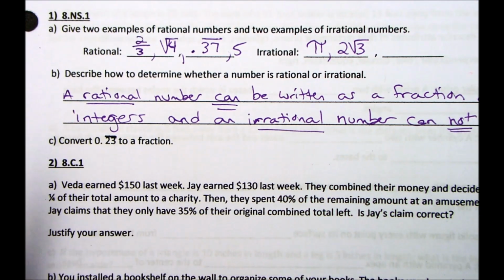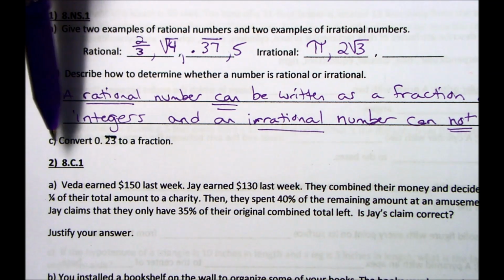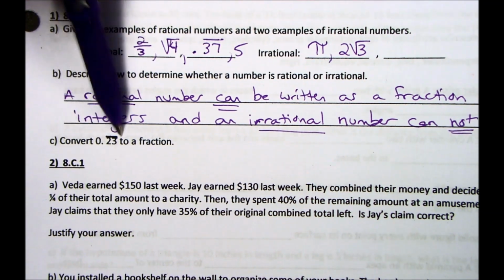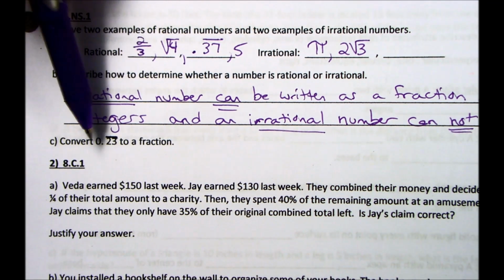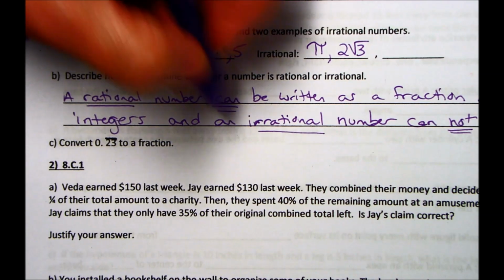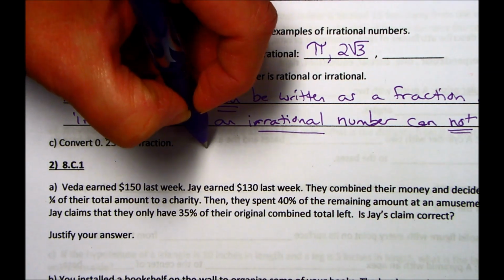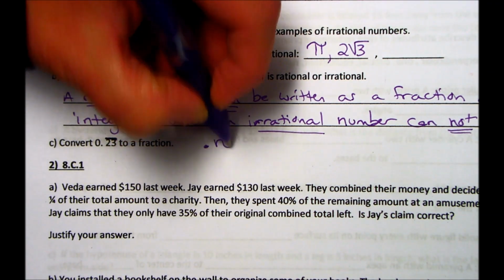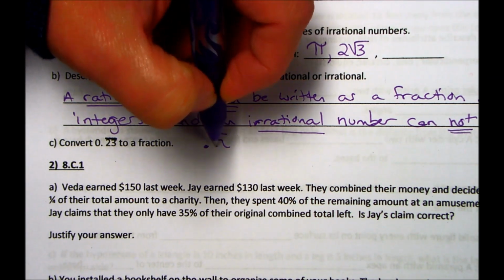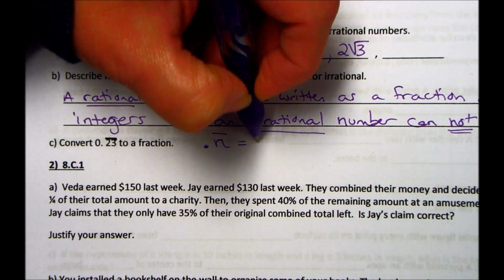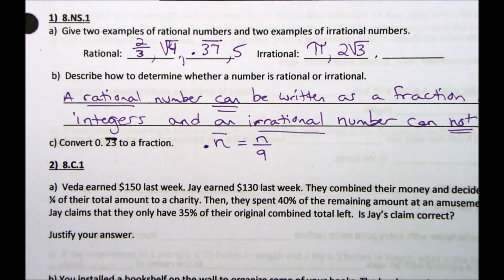Okay, another problem that you might be asked is to convert something that's a repeating decimal to a fraction. So if you have one repeating decimal, for example, I'm just going to say point n with a line over it, so n is any number, it's going to equal n over 9.